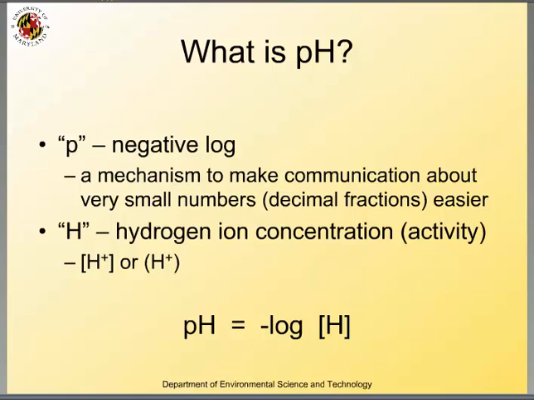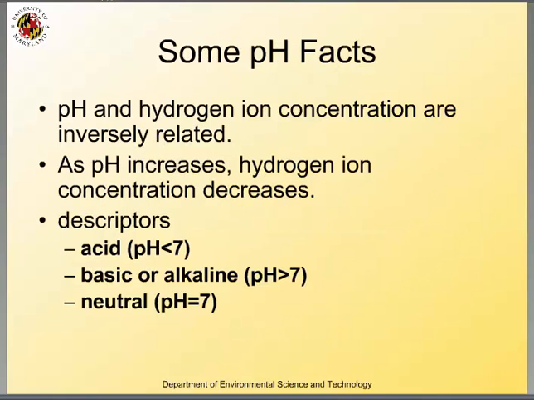So let's talk about some pH facts. First of all, pH and hydrogen ion concentration are inversely related, right? Because pH equals negative something, like A equals negative D. So A and D are inversely related. So another way of saying that is as pH increases, goes from 5 to 7, 7 to 8, the hydrogen ion concentration decreases. We have some common descriptors. If things are less than 7, they're acidic. If they're higher than 7, they're basic, or in soils we often use the term alkaline. And if they're right at 7, they're neutral.